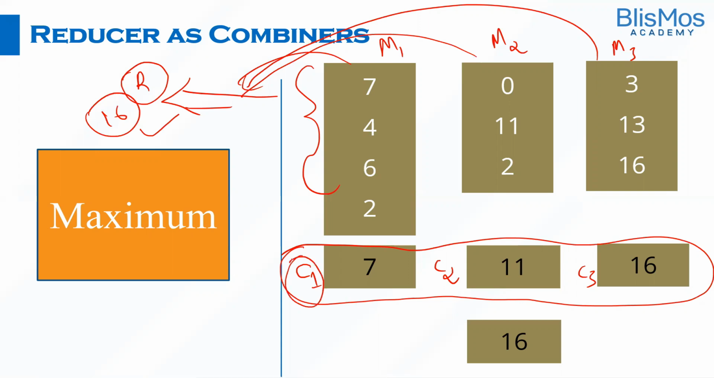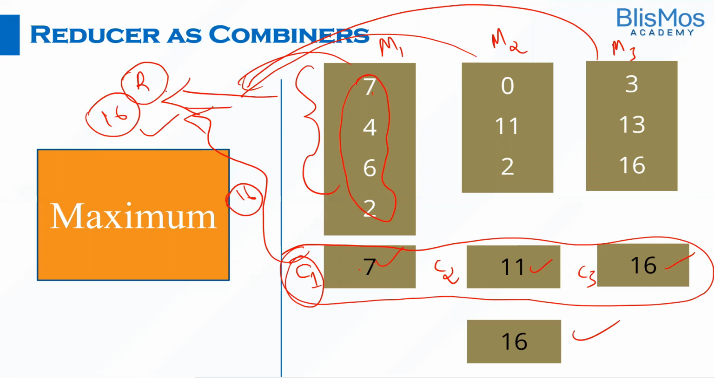When we introduce the combiner, it will try to find the maximum from here. What is the maximum here? 7 is the maximum. Then what is the maximum here? 11. What is the maximum here? 16. Instead of sending all these values to the reducer, since the combiner has already combined the results of the mapper, only these three values will be sent to the reducer. Out of 7, 11 and 16, the maximum is again 16. So immaterial of whether we are using the combiner or not, the result is the same.